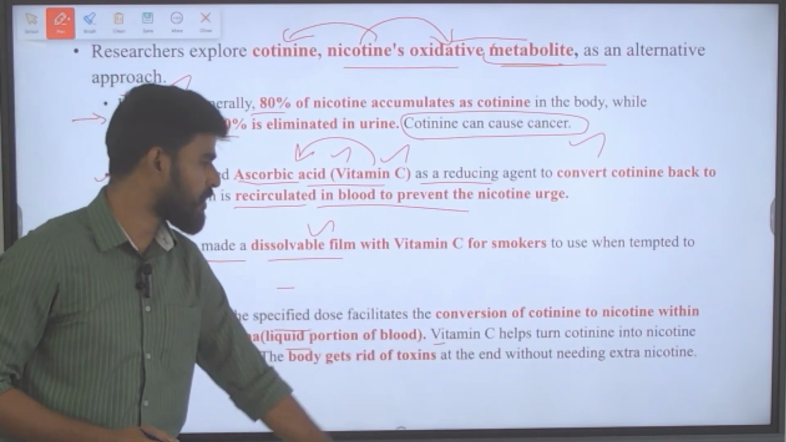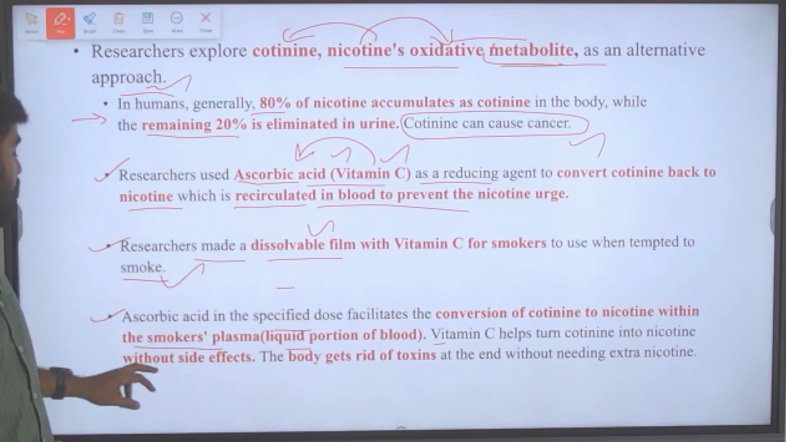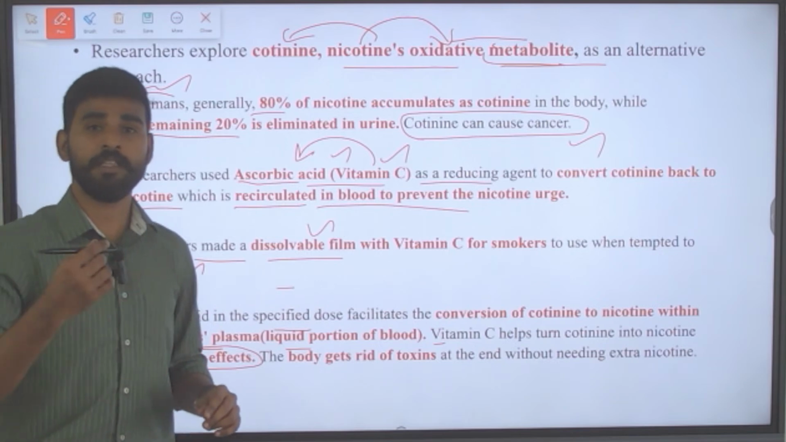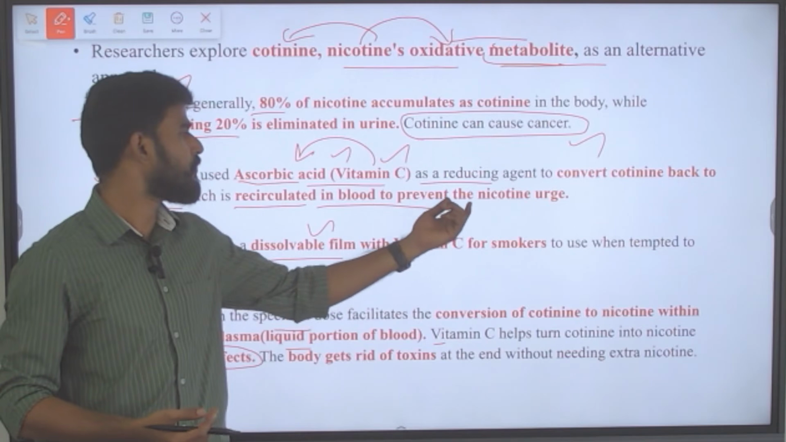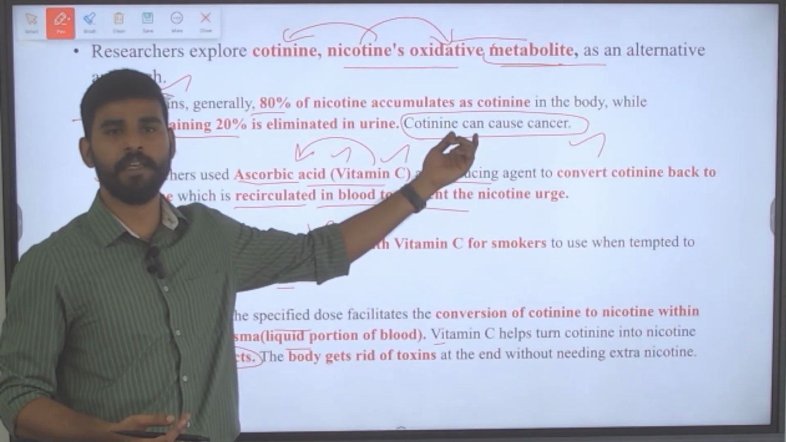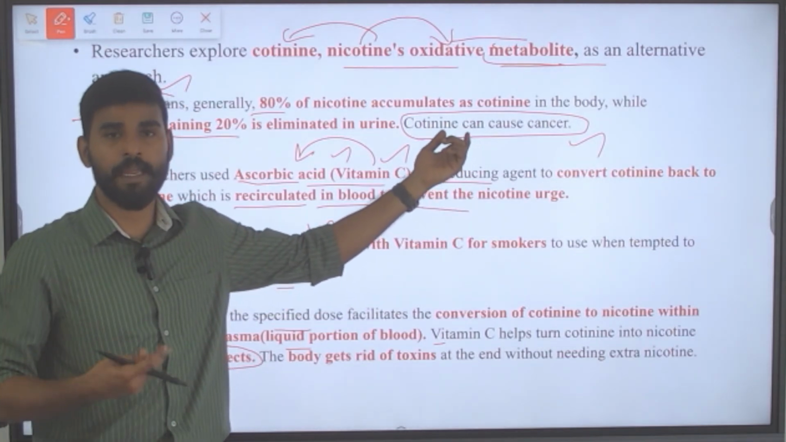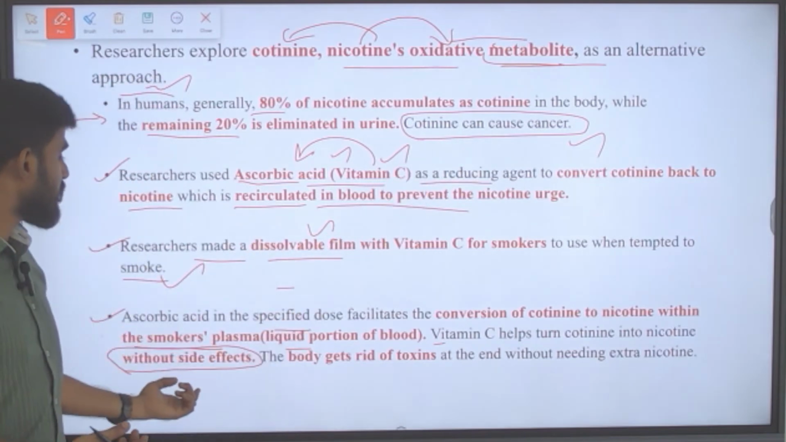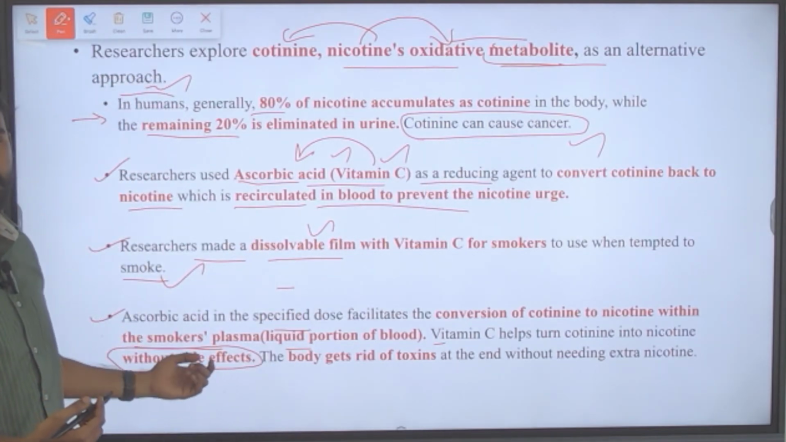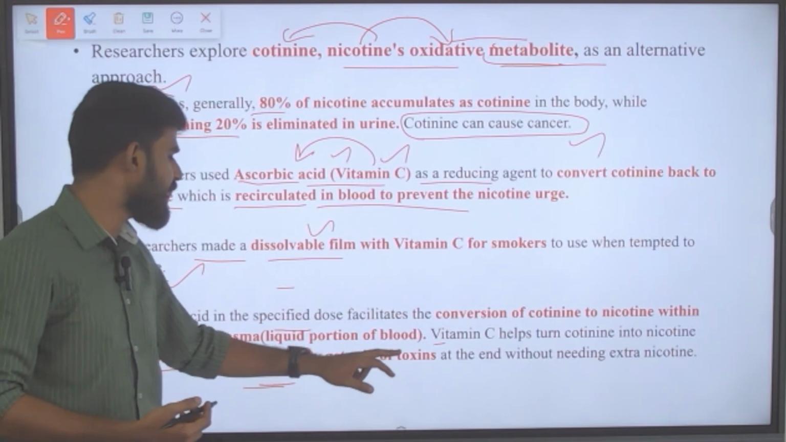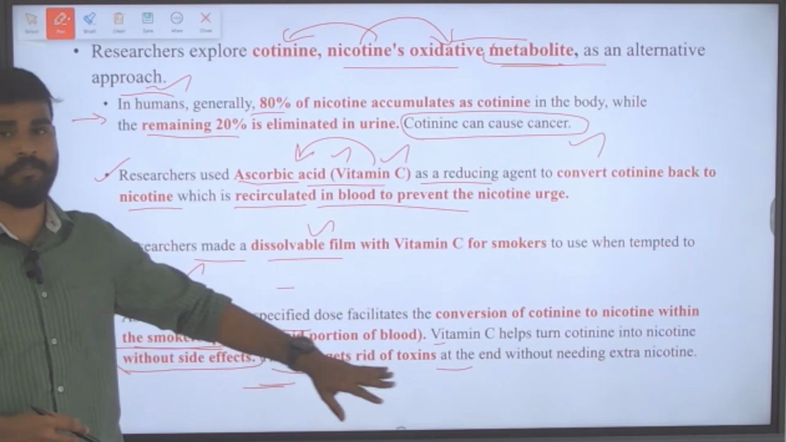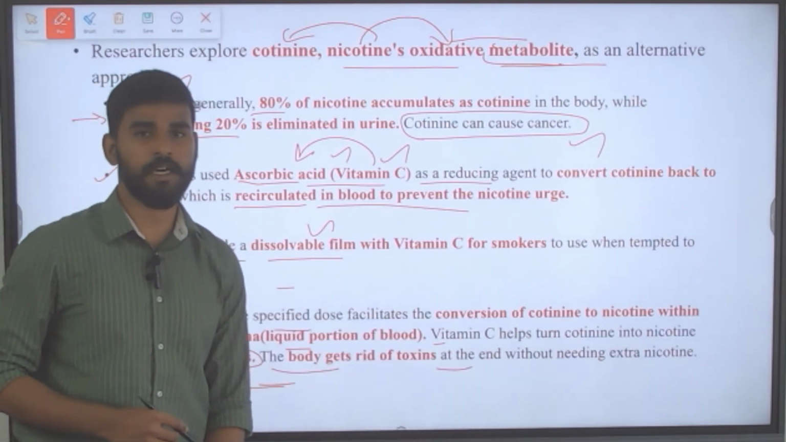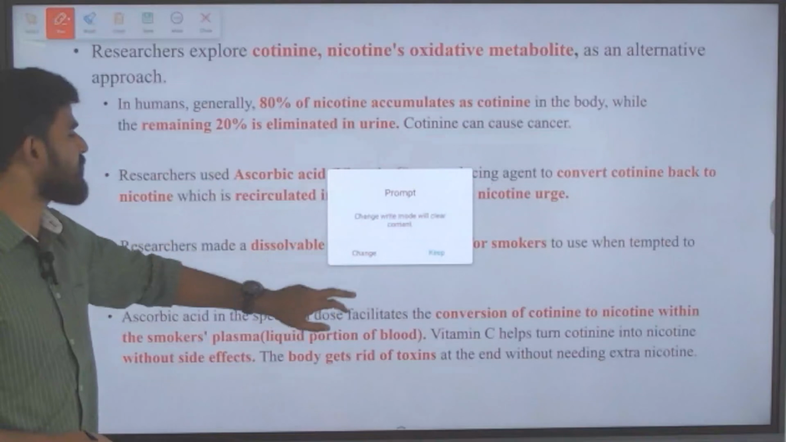Okay, and then vitamin C helps to turn cotinine into nicotine without any side effects. Okay, in earlier nicotine replacement therapy, they introduced nicotine in smaller doses, which again had side effects, which will get accumulated in the body and cause cancer-like diseases in future. But this vitamin C therapy is without any side effects, and the body gets rid of all the toxins at the end without needing extra nicotine. This is very important. There will not be any need for extra nicotine when we go for the vitamin C process.